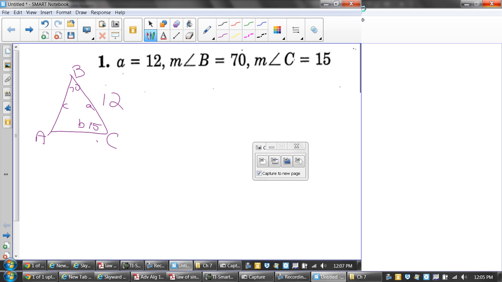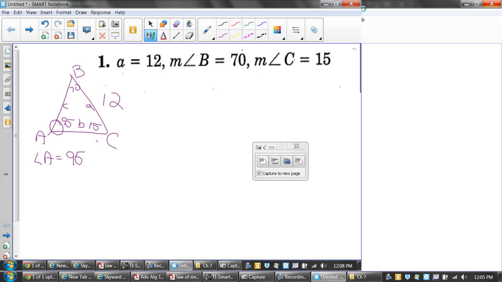So for people who did it, what did you use to solve for the missing pieces? Sine of 15 over... no, wait, it's not. Well, you have two angles, how can you solve for this? Oh, right. 180 minus 70 minus 15. And what is that? 95. Okay, and we use law of sines when we're given an angle and the side opposite. Well, now we're in a position to do that.